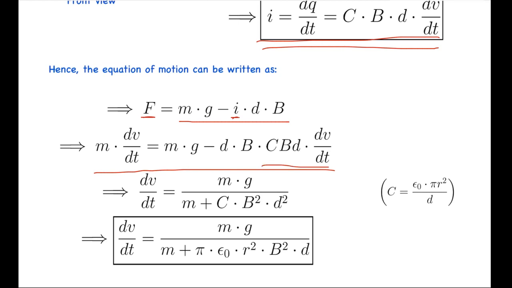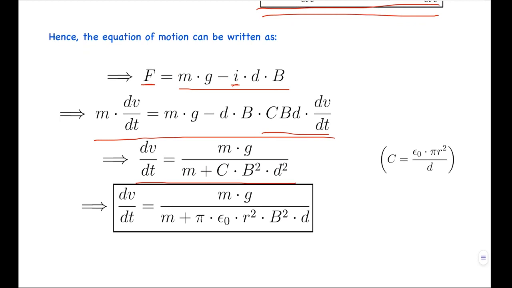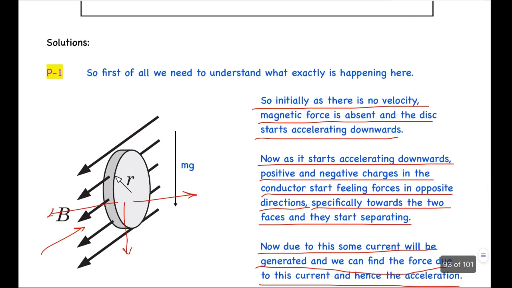On simplifying this, we can clearly separate dv by dt, which is the acceleration, as dv by dt equals mg divided by m plus CB squared d squared. So this is the final expression, and here I have substituted the value of C to be epsilon naught times pi r squared by d, which is epsilon naught A by d. On substituting this, we get the final answer for the first question. I hope you all understood this.